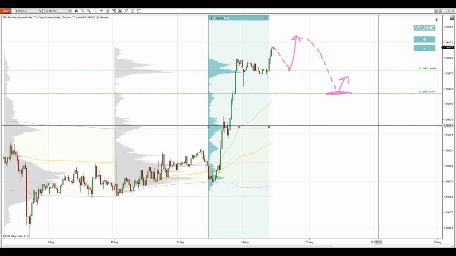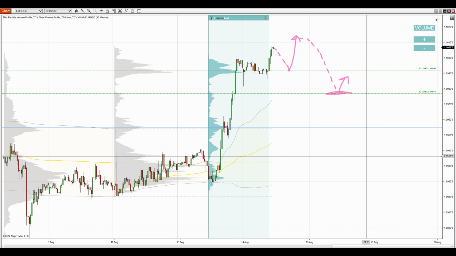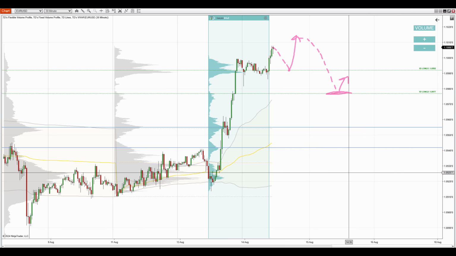Let me draw a line there. It is at 0955 in here. And another one is 0942. It is in here. All are based on those heavy volume clusters.